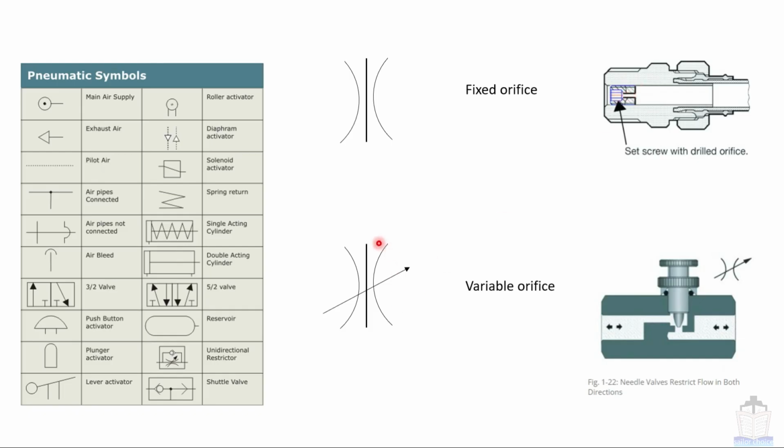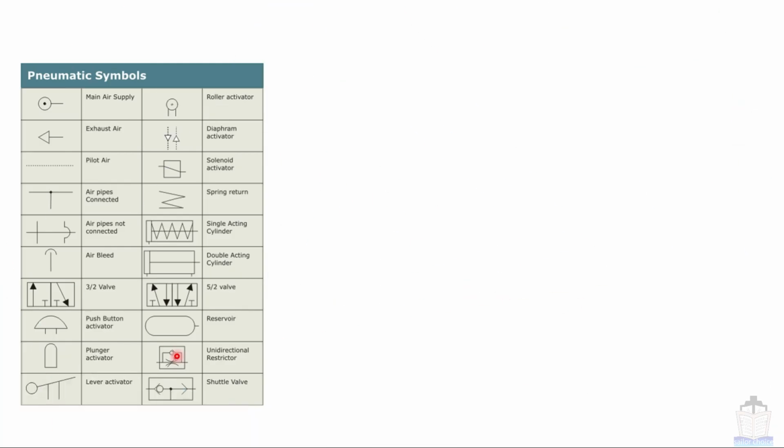Okay, next one is this variable orifice. This symbol shows that we can alter the flow of air or oil, and it can be done manually. So this is the valve, and by rotating this knob we can alter the amount of flow of oil or air. So that is called the variable orifice. Now we are going to discuss all these three symbols. So the first one is reservoir.